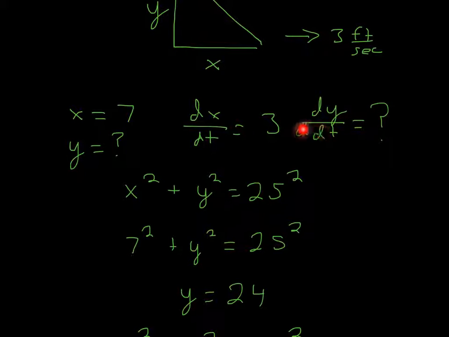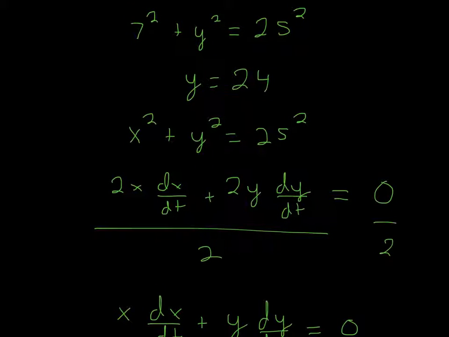So how do we get dy/dt with these? We take the derivative. So here, that's what I do. I have x squared plus y squared is 25 squared. Now we take the derivative.